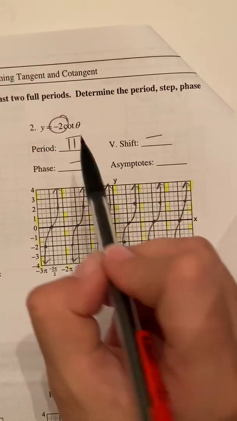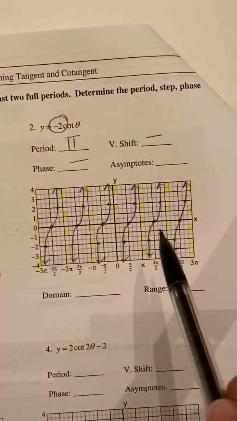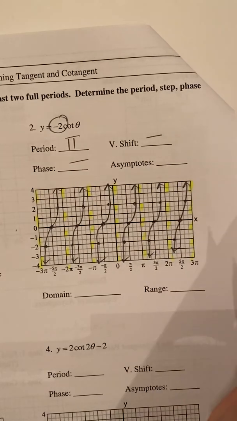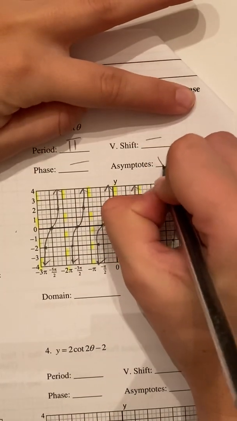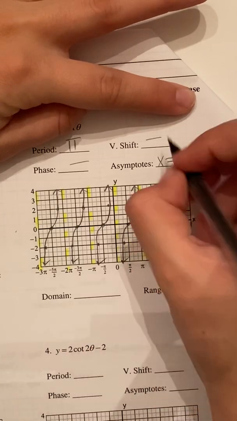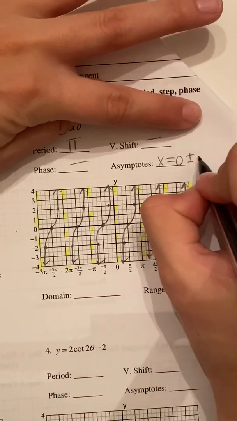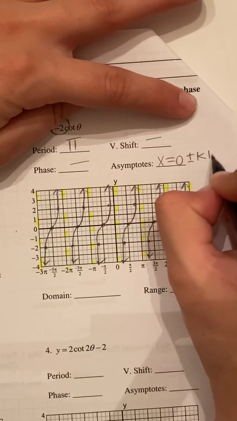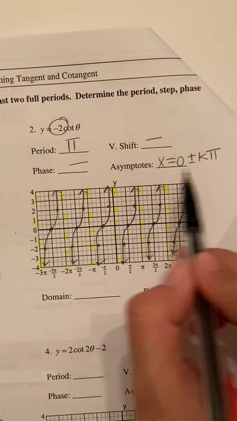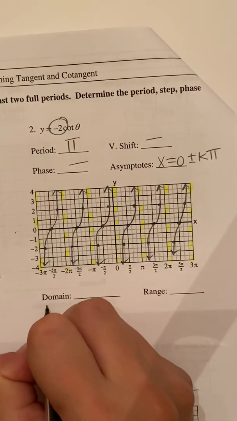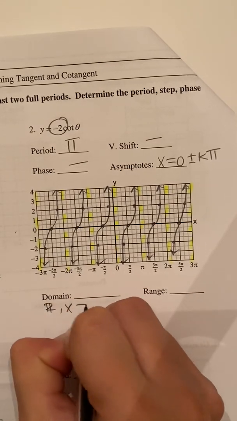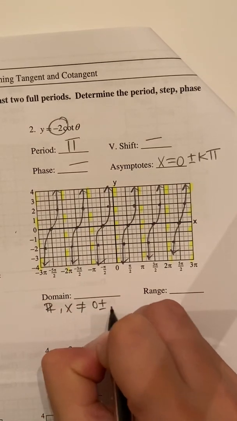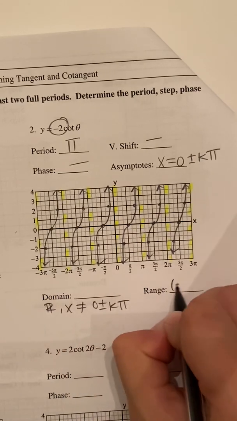So by doing a reflection on cotangent, it makes it look like a tangent. Equation of asymptotes: x equals, pick one. There's one at 0. Again, you don't have to pick that one. Plus k, and then make it match your period. Since we know this, now we know the domain. And the range is all real numbers.